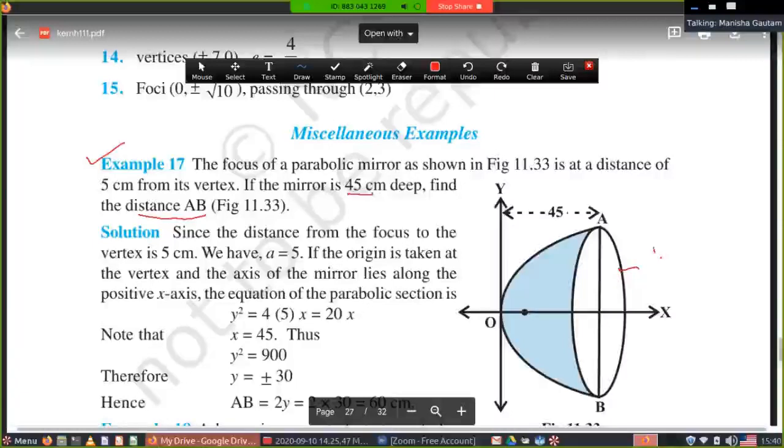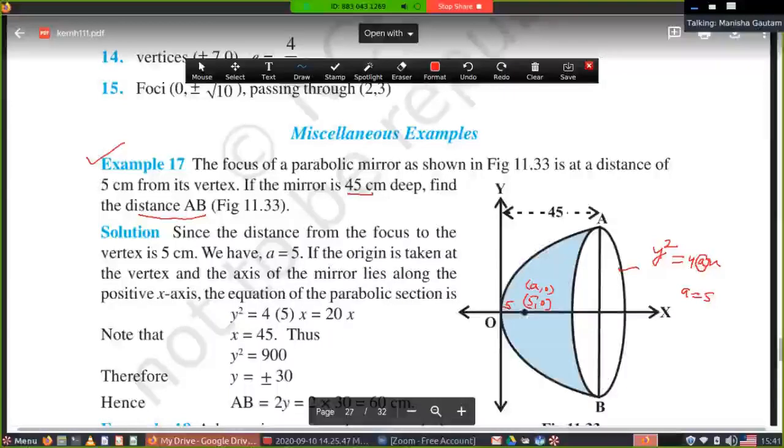What is the general equation of a parabola which is symmetrical about the x-axis? That is y squared is equal to 4ax. Here a is the distance of the vertex from the focus. It means if it is given 5 centimeter, then the focus is (5, 0), or you can say the value of a is equal to 5, because in general it is (a, 0). When you compare these coordinates, you will get a is equal to 5.